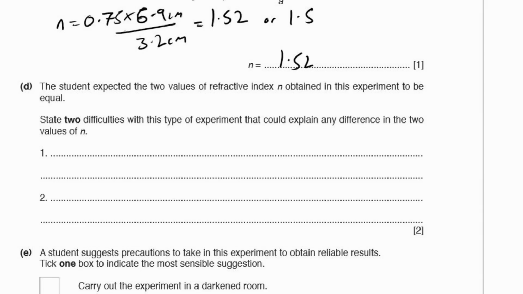The student expected the two values of the refractive index obtained in this experiment to be equal. State 2 difficulties with this type of experiment that could explain any difference in the two values of n.